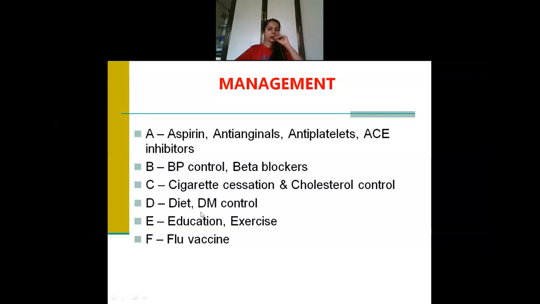E stands for health education to the patient and the family regarding lifestyle modification and other things regarding the disease condition. E also stands for exercise. We know physical activity benefits the patient. And F stands for flu vaccine. Flu vaccines have to be taken. You will come to know that importance in the condition endocarditis.